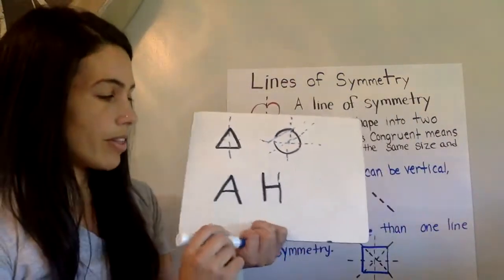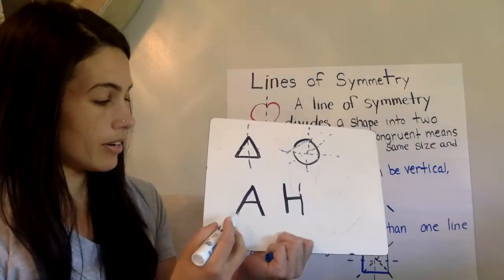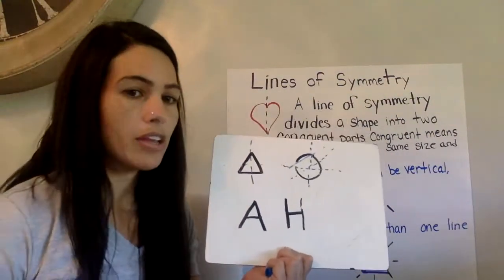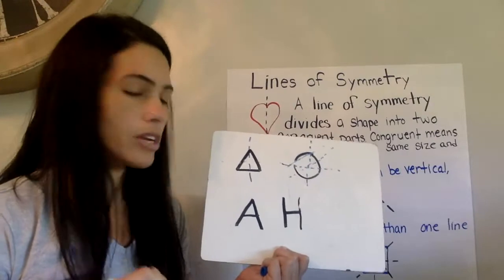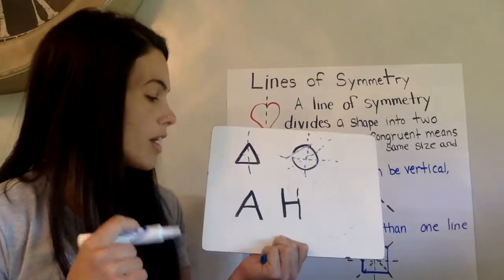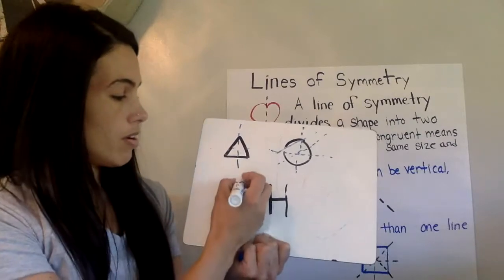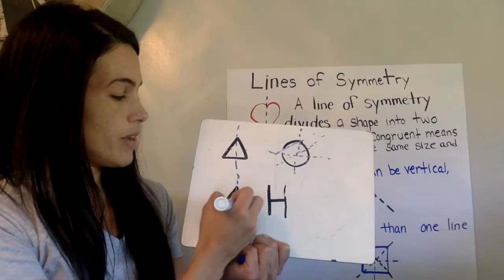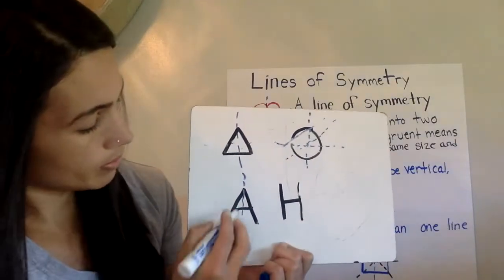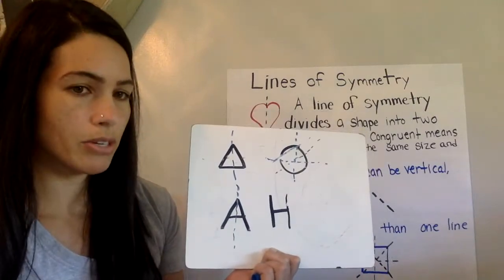Now let's go down to our letters. We have the A here. Why don't you take a second, you can pause it and see how many lines of symmetry can you find. Draw it on a piece of paper. See how many you could find. If I was to do it, right down the middle, you fold it, there's a line of symmetry.